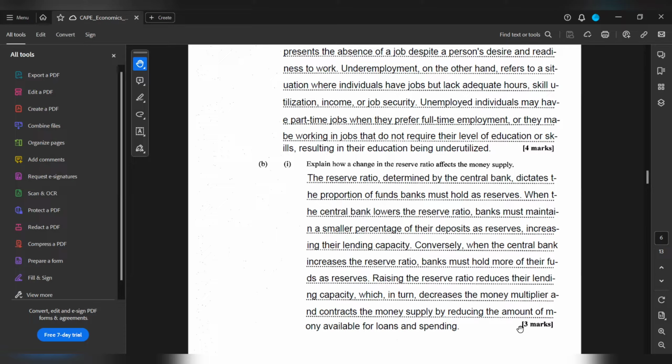Conversely, when the central bank increases the reserve ratio, banks must hold more of their funds as reserves. Raising the reserve ratio reduces the lending capacity, which in turn decreases the money multiplier and contracts the money supply by reducing the amount of money available for loans and spending.